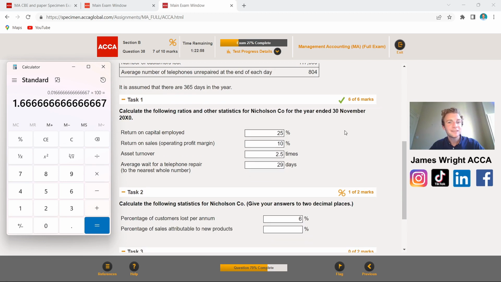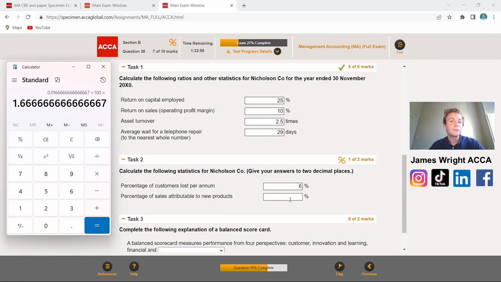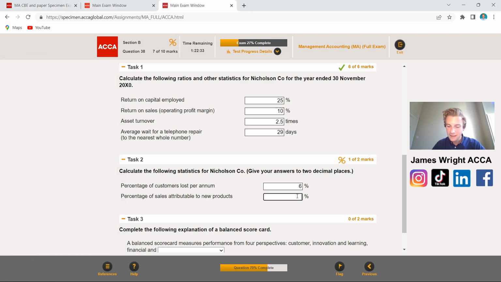now of 1.66 recurring. Now if it was me in a management accounting exam and I'm told to give answers to 2 decimal places, you have to then refer to the third decimal on here. Because it's 6, it's above 5, so we have to round the second decimal, this 6, up. So my answer would be 1.67.